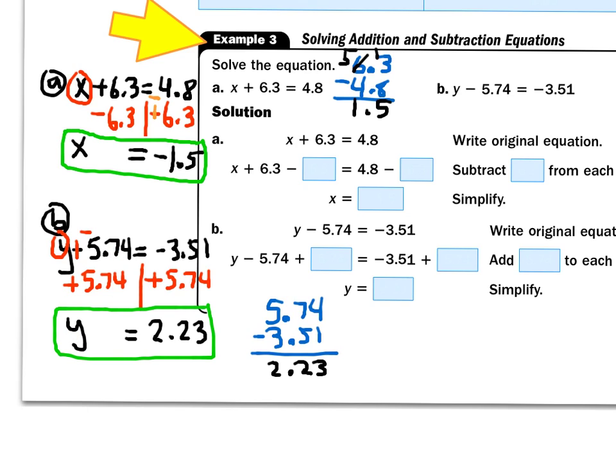Negative 5.74 plus positive 5.74 destroy each other. They become 0. Let the equal sign slide straight down. And then you have to do some arithmetic. Negative 3.51 plus positive 5.74. Well, the positives are going to win this battle. So I put the positives on top, the losers on the bottom, and I subtract. And I get 2.23. And remember, it's positive because the positives had more. So I have y equals 2.23.